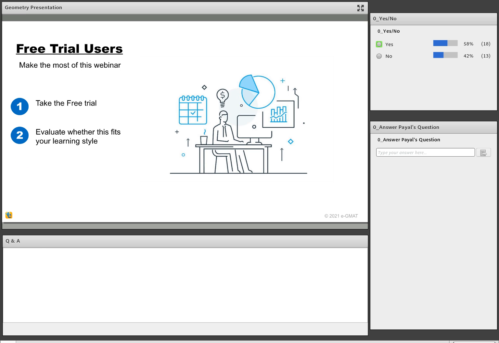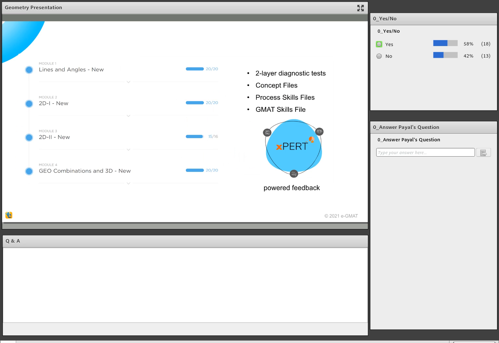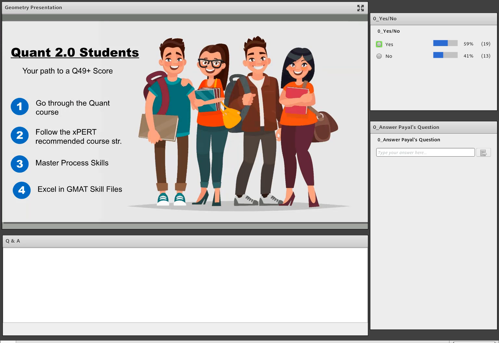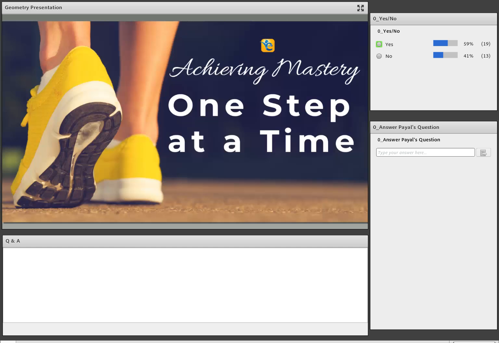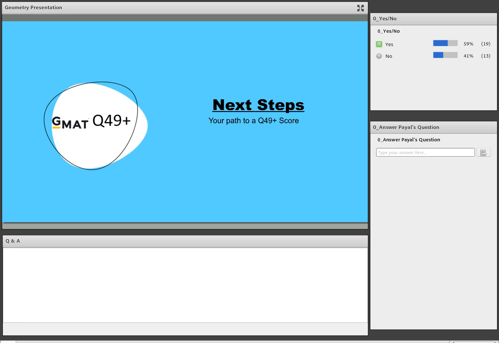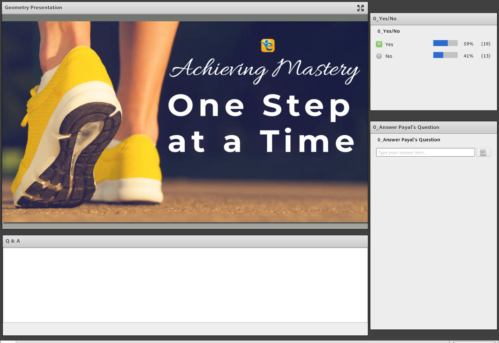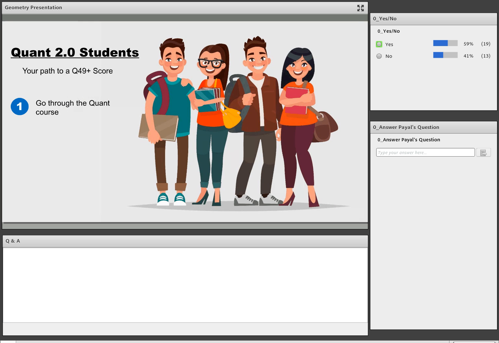Okay, but as next steps, what I want you guys to do is, let me just show you the geometry course real quick. Okay, one step at a time. So all Quant 2.0 students, you need to go through the Quant course. You need to follow the expert recommended course structure, which is when you get feedback from each and every diagnostic quiz. Okay, you need to master the process skills, and you need to excel in GMAT skill files. That's very, very important.